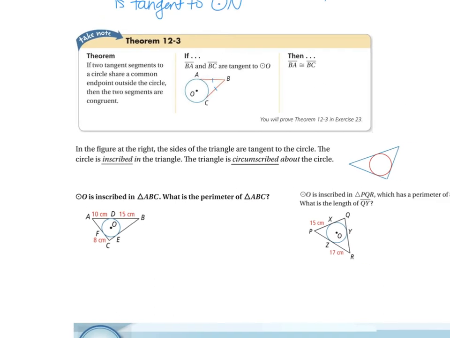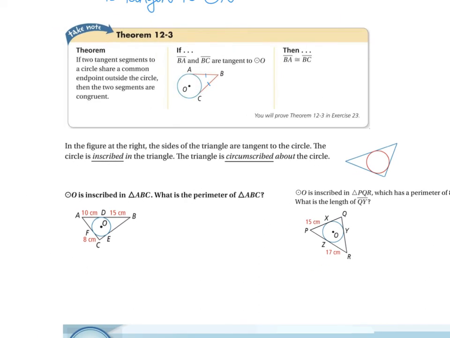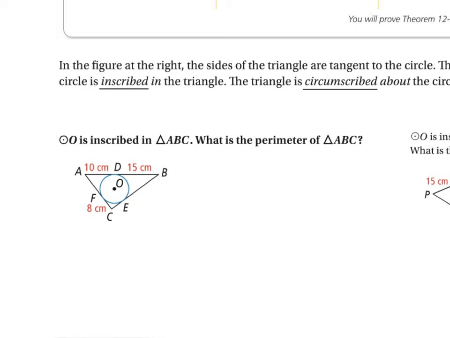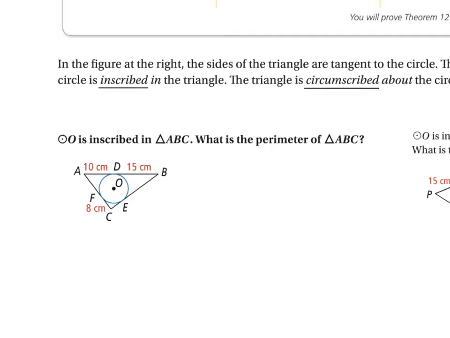In the figure at the right, the sides of the triangle are tangent to the circle. The circle is inscribed in the triangle. That's a fancy word for saying inside. And the triangle is circumscribed, is how you say that word, about the circle. So it is outside of the circle. Again, the circle is inscribed, that means inside the triangle, and the triangle is circumscribed about the circle, so that means it's outside the circle. Okay, so circle O is inscribed in ABC. What is the perimeter of ABC?